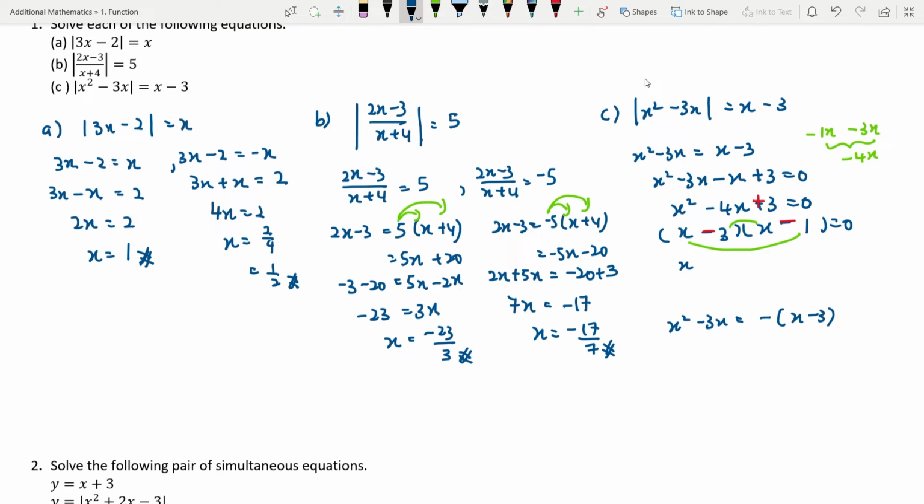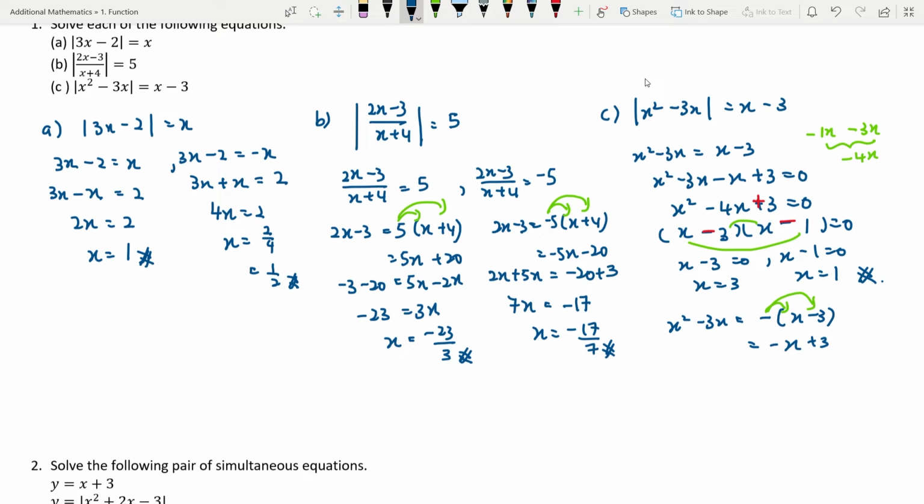Continue. X minus 3 equal to 0. X is 3. And the second one, x minus 1 equal to 0. X equal to 1. For the second equation, we need to expand the bracket. First, we get negative x plus 3.